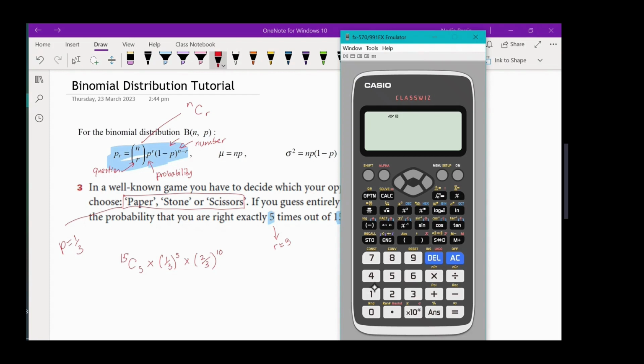So plugging it into a calculator, you're actually going to go 15, shift C, 5, you're going to multiply by 1/3 to the power of 5, times by the probability of it not happening, probably need a bracket there, to the power of 10. And that equals 0.214.